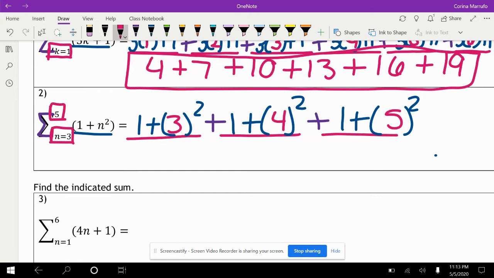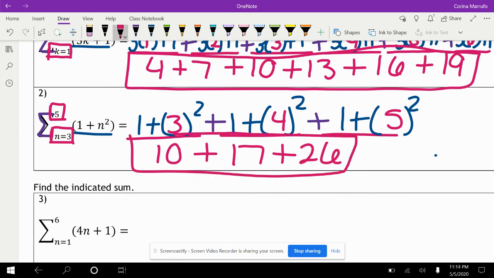Let's go ahead and multiply this out. 3 squared gives you 9, plus 1 is 10. Plus 4 squared is 16, plus 1 is 17. Plus 5 squared is 25, plus 1 is 26. And that's it for this one, because they just want us to expand it.